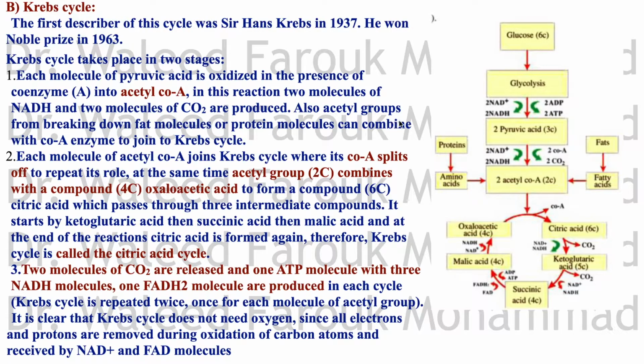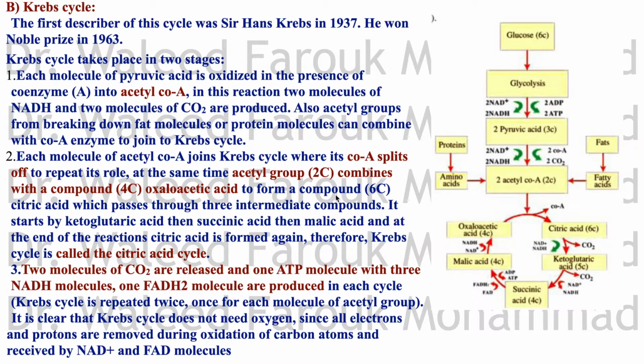Each molecule is pyruvic acid. Now we ended up in glycolysis with pyruvic acid. This pyruvic acid is oxidized in the presence of coenzyme A into acetyl-CoA. Now two molecules of carbon dioxide are formed, and two NADH are formed as well. Also, acetyl groups from the breaking down of fat and protein, amino acids, all enter the acetyl-CoA stage to enter the Krebs cycle.